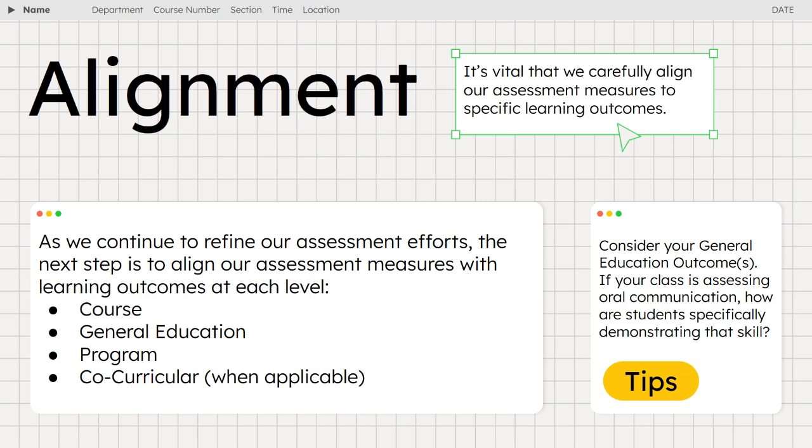Okay, let's talk about some larger picture stuff. Those are going to be alignment, and then kind of why we do any of this in the first place. So it's vital that we carefully align our assessment measures to specific learning outcomes.